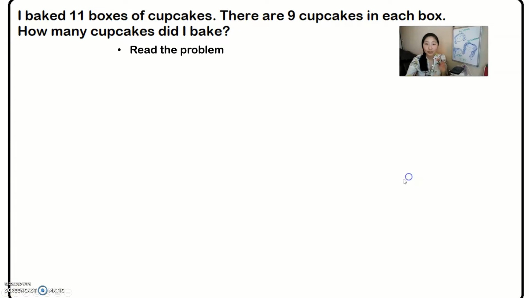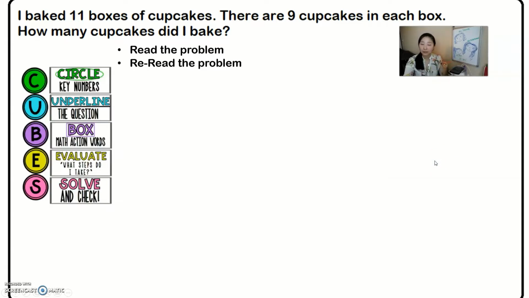First thing we do is read the problem. Then you're going to reread it by yourself. So, I baked 11 boxes of cupcakes. There are 9 cupcakes in each box. How many cupcakes did I bake? So I want you to pause it, reread it very quickly, and then come back to me. Alright, good. Let's move on.